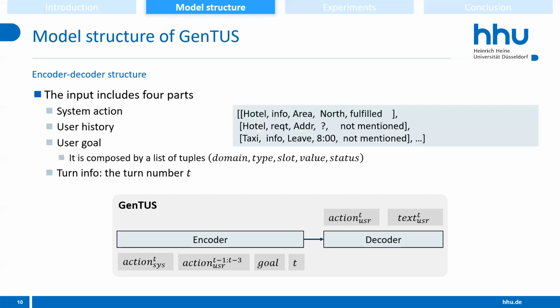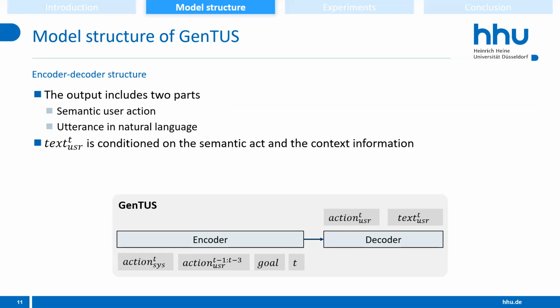We also have the user goal, which is composed of a list of tuples: domain, type, slot, value, and status. The type describes whether this slot is an information slot or a requestable slot. And the status records whether this slot has been fulfilled or is not mentioned, and so on. And we also have the turn information, the current turn number.